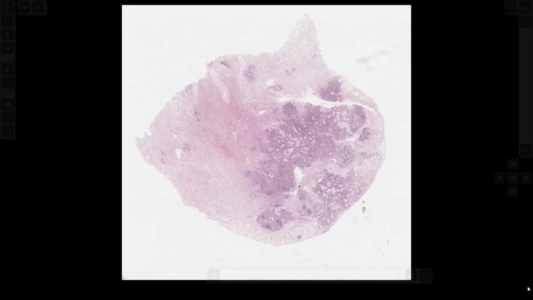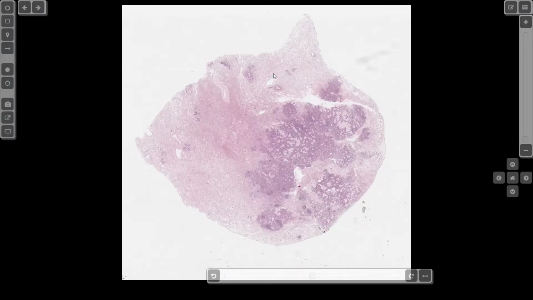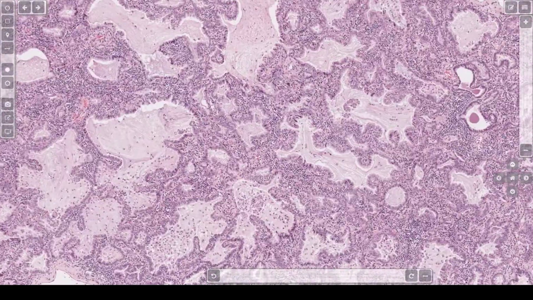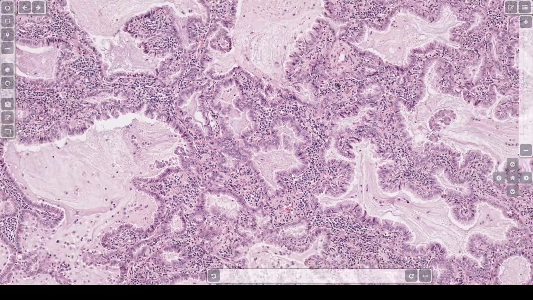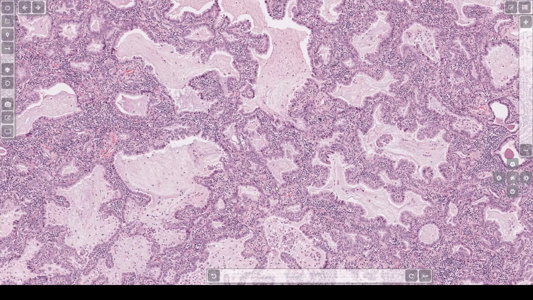This is slide 24. You can see these areas here appear to be normal lung, and the tumor is located over here. Let's take a look at high power. These are glandular structures lined by highly atypical nuclei with moderate amounts of cytoplasm. This tumor is invading through normal tissues. This is an adenocarcinoma of the lung.